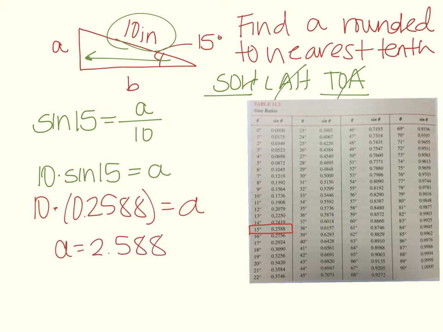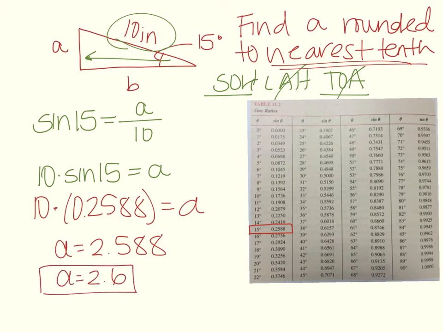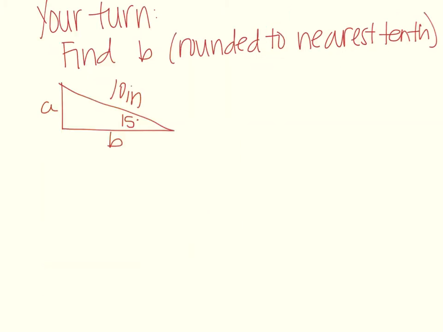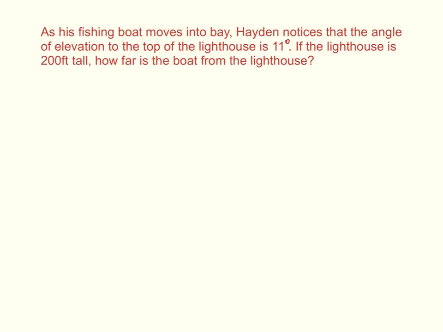Now I have to go back up to the directions because it says nearest tenth. So that means that A is going to equal 2.6 because the 5 gets bumped up. We also can't forget our unit, so inches. Okay, so now your turn. Find B, rounded to the nearest tenth, given this diagram.